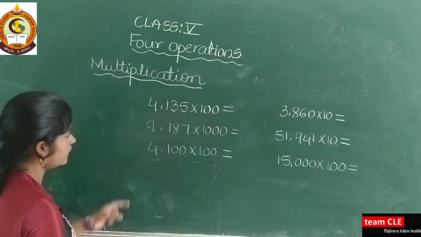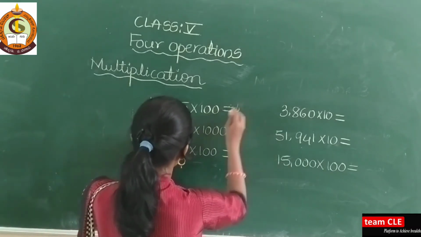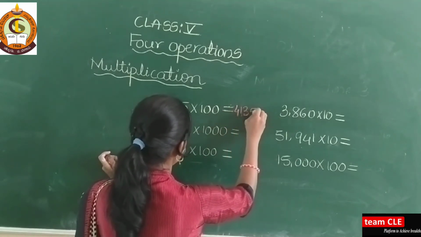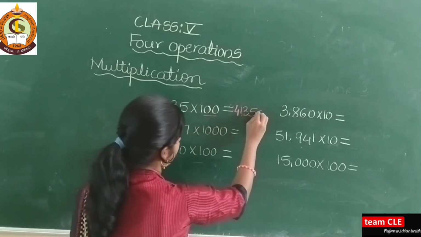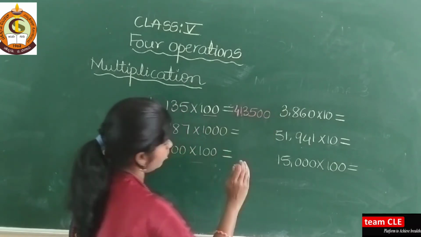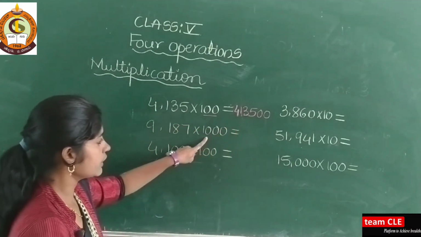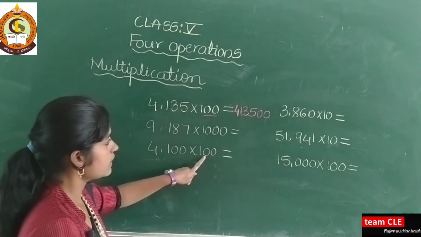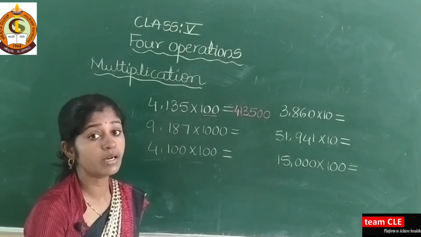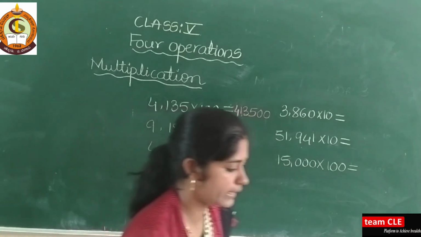See here, 4135 is there. The same number you write here: 4135. And these 2 zeros, you put 2 zeros to the right of the number. Understood? If 2 zeros are there, write 2 zeros. If 3 zeros are there, put 3 zeros. If 1 zero is there, write only 1 zero to the right of the number. But don't forget to write all the digits. I hope you are getting my point.